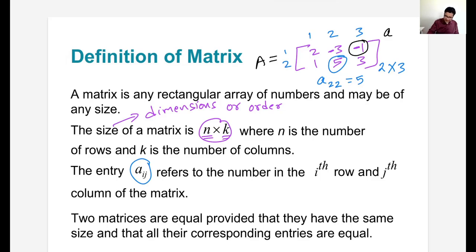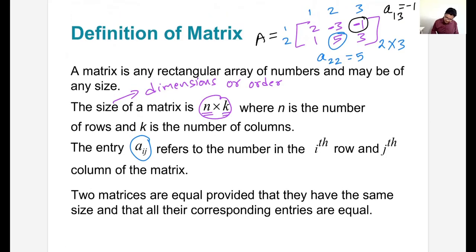A sub first row, third column, right? 1 3. That will be -1. Okay, and so on. You get the idea.